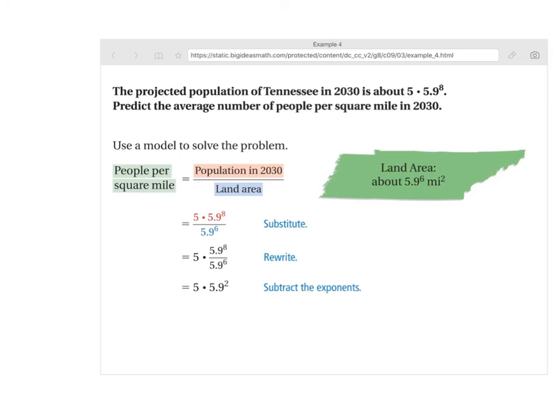Now, this problem you actually have to solve because it's a real-life problem. So you're going to take 5.9 to the power of 2 and then multiply that number times 5 to get 174.05. This means there's about 174 people per square mile in Tennessee, supposedly in 2030. I wonder what it actually is right now. I don't really care. All right. Okay, so when you have a multiplication in there, you can separate it out because if you're going to multiply it to begin with, then you can multiply it at the end. It's fine.